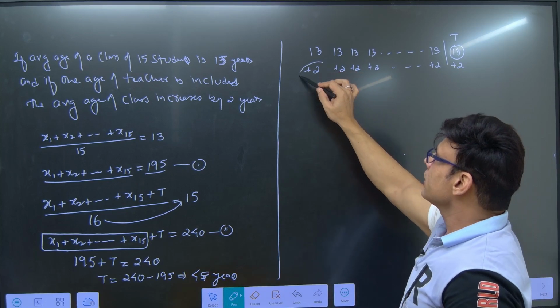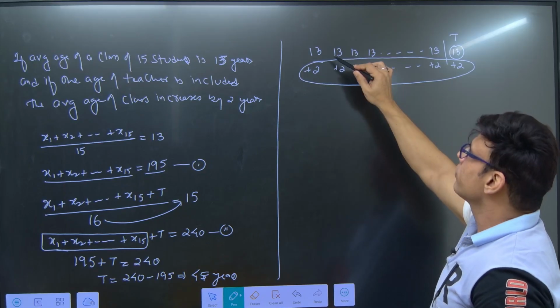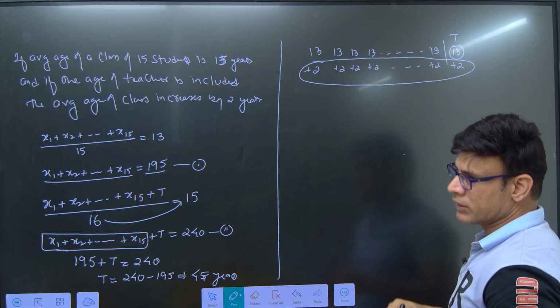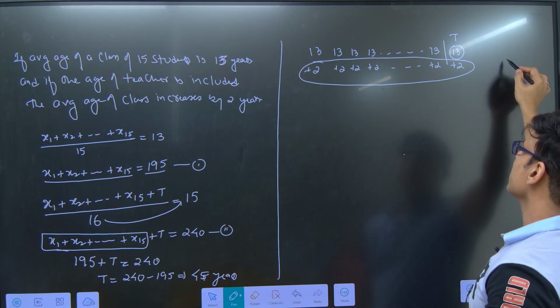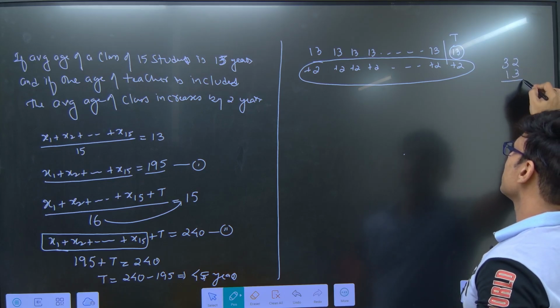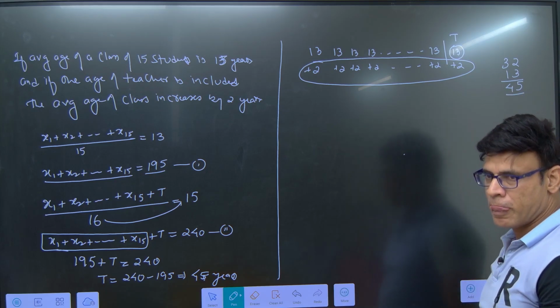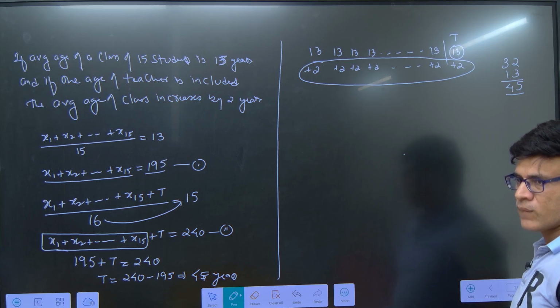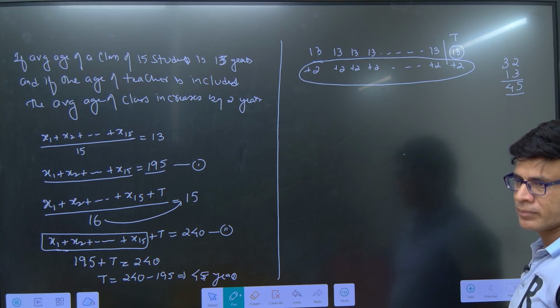So how many did she distribute? 15 plus 1, 16. 16 twos are 32 chocolates, right? She distributed 32 chocolates, and initially she kept how many chocolates with her? 13. How much will this be? 45 years, right? And now replace chocolates with years. Understood?